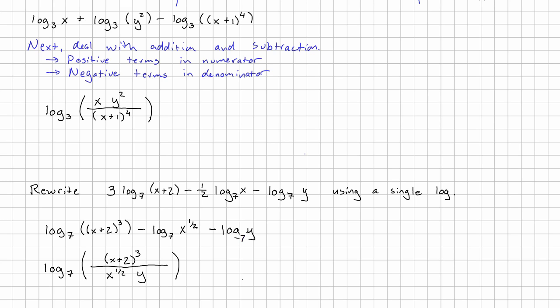Now you may be wondering, do we need to rewrite x to the 1/2 as square root x instead? In general, no, we don't. But if we want to, we can. So if we're somewhere that we want radical notation instead of rational exponents, we could rewrite that using the radical instead of the rational exponent.